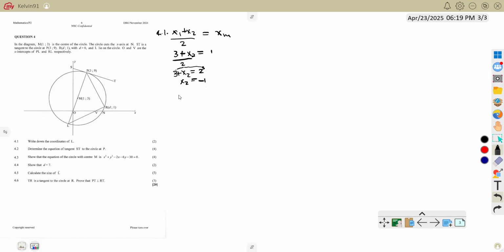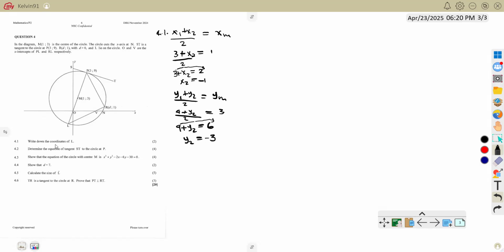Then let's do the same for y. So it means y1 plus y2 must be equal to y at midpoint. Here we are having y, so it's 9 plus the y2, which we do not know is the y at L, all over 2, must be equal to y at midpoint, which is 3. When you multiply both sides by 2, you are left with 9 plus y2 being equal to 6. Then your y2 is equal to 6. Transpose this one to this side, minus 9, which gives you a negative 3.